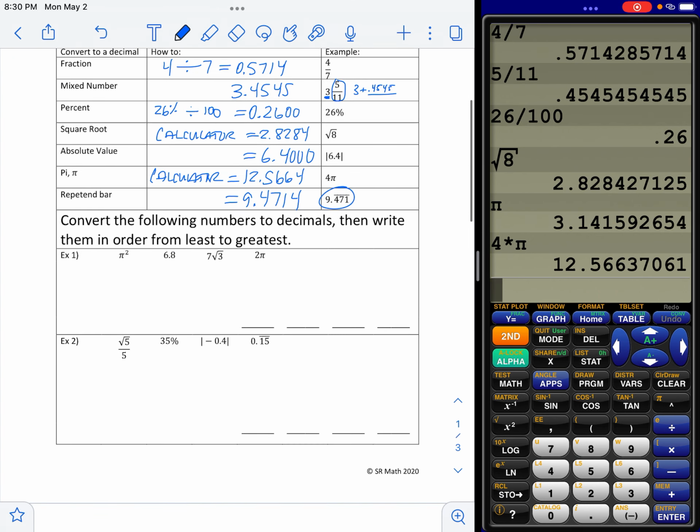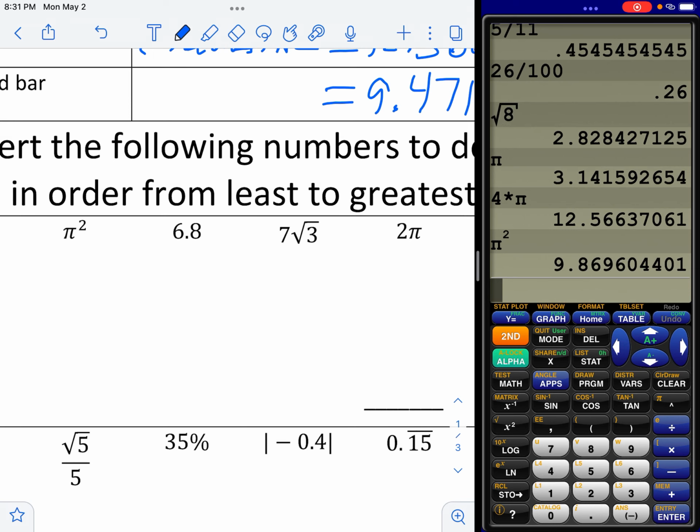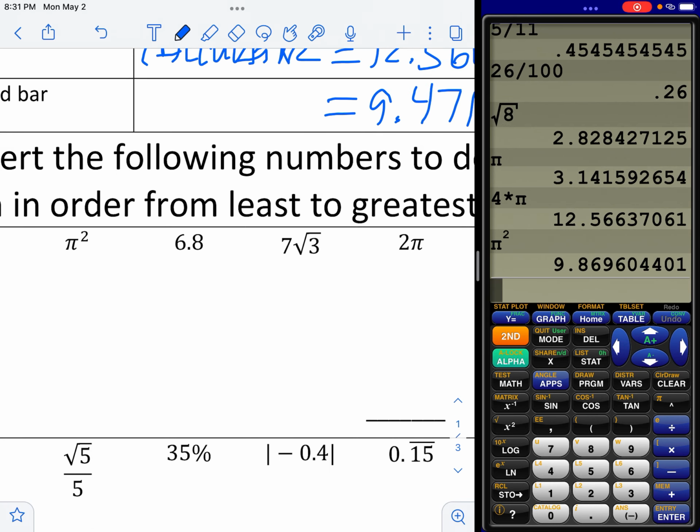So what kind of problems are you going to get with these on the homework? Well, it's going to be something like this. Convert each of these to decimals, then write them in order from least to greatest, okay? So we're going to figure out what these are as decimals first. So pi squared. Pi, oops, not divided by. I want pi to the second power, okay? And that looks like it's going to be 9.8696. 6.8 already is a decimal, okay?